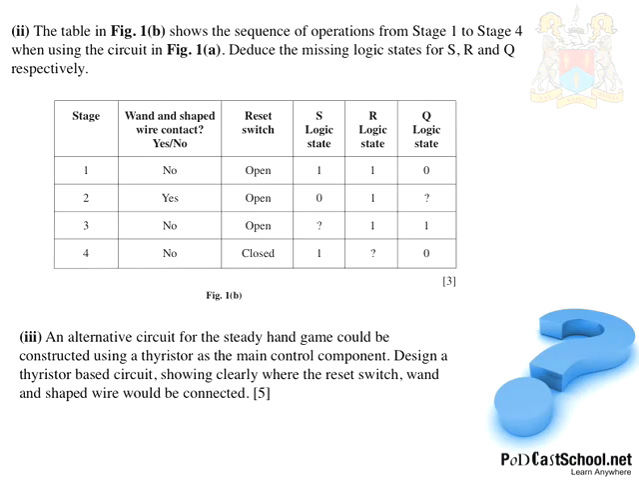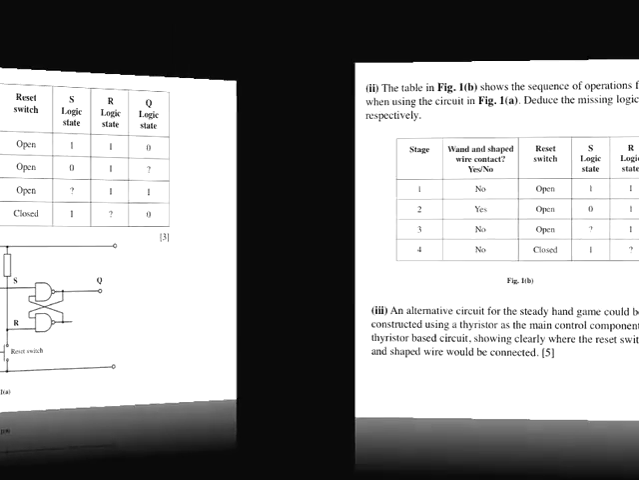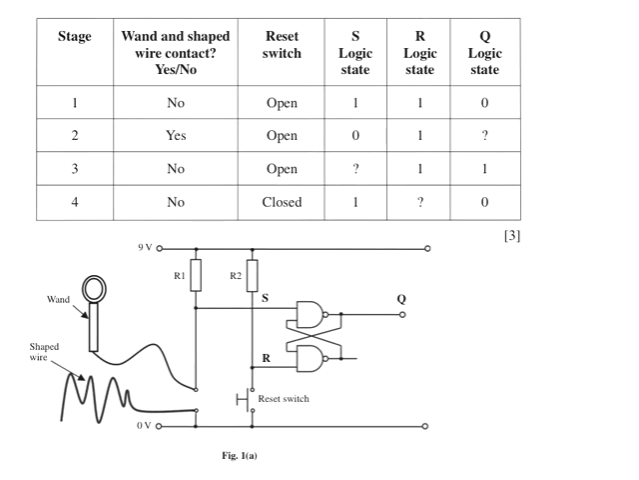Okay. Part 2 then, and the table in figure 1B shows the sequence of operations from stage 1 to stage 4 when using the circuit in figure 1A previous. It says, deduce the missing logic states for S, R and Q respectively. So let's have a look at that. Here is a version of the question with the table and also the circuit, so it's easier to see.